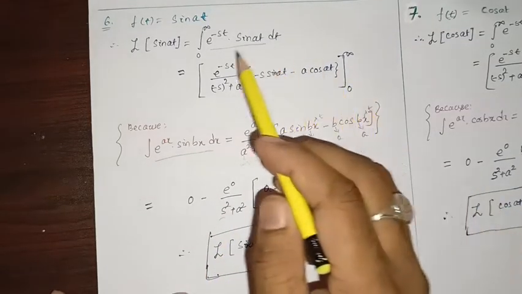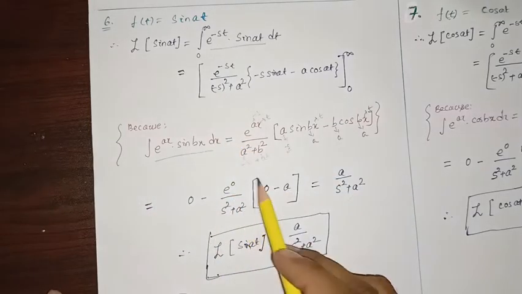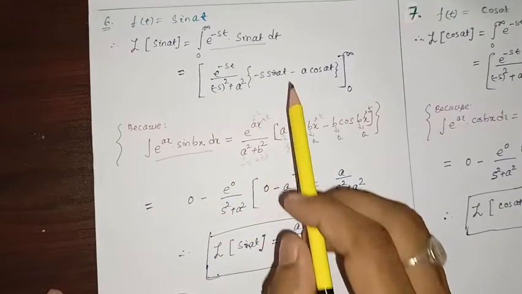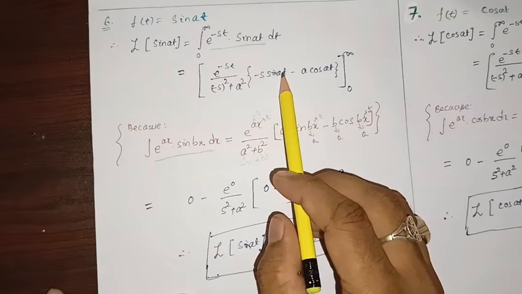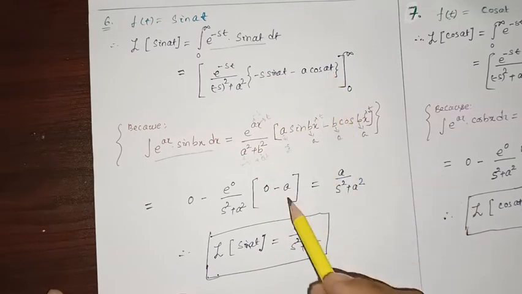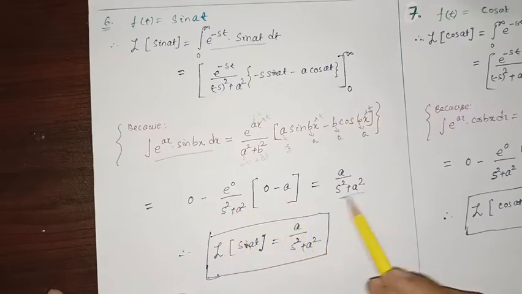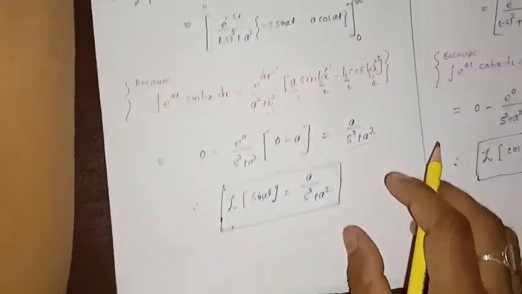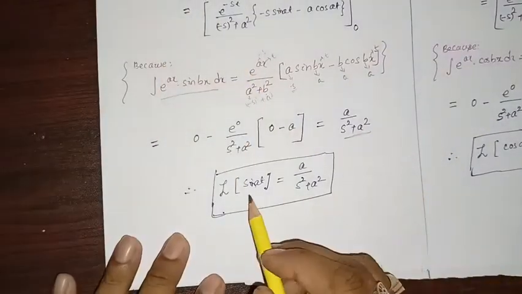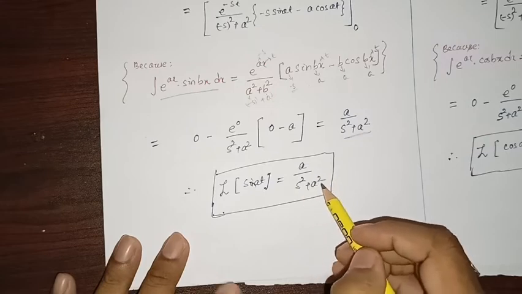Lower limit, if I put 0 here, e to the power 0 by a square plus a square into here, instead of t, 0 means sin 0 will be 0 minus cos 0 will be 1. So this will be minus minus plus a by a square plus a square. So the Laplace transform of sin at is equal to a by a square plus a square.